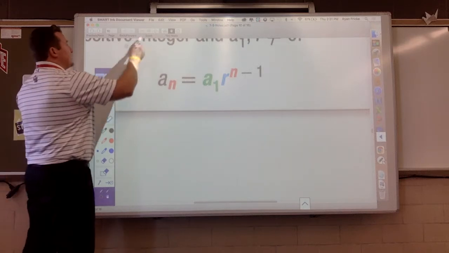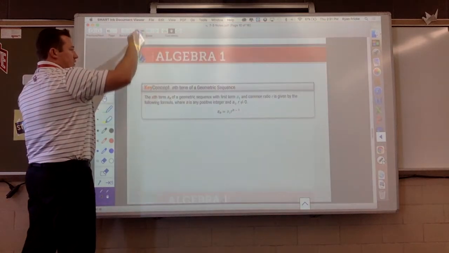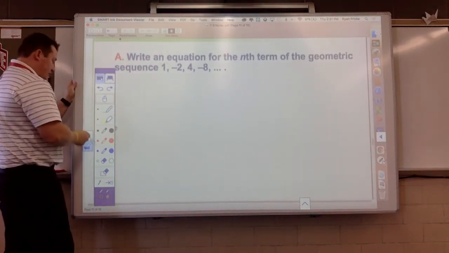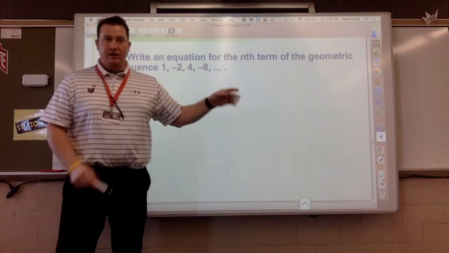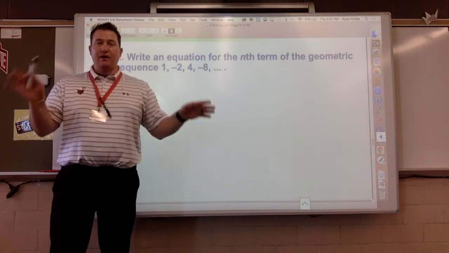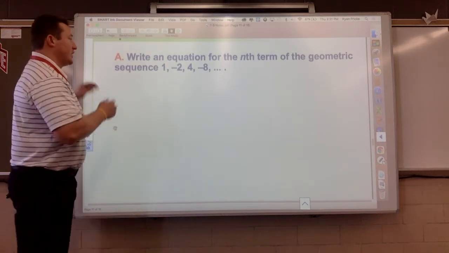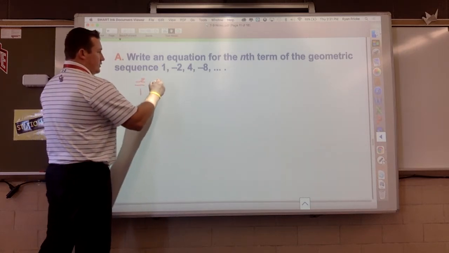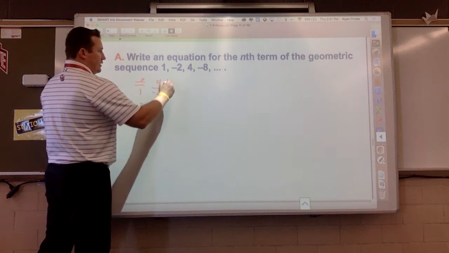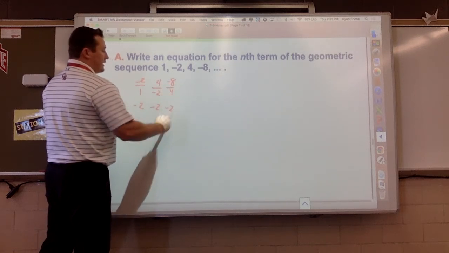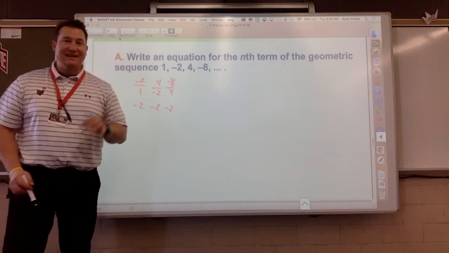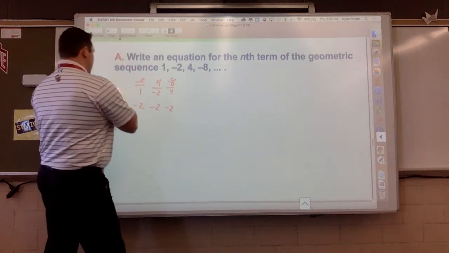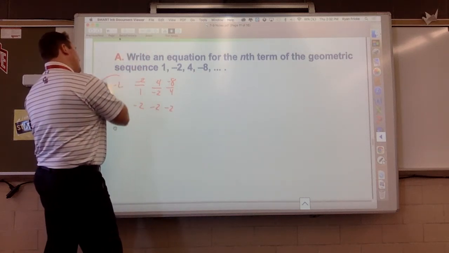Okay, let's put this to use. Here it is. Write an equation, my most favorite thing to do, for the nth term for a geometric sequence. So I don't have to worry about the arithmetic one. It's told me it's geometric. What's my common ratio? Negative 2 over 1 is negative 2. 4 over negative 2, yep. Negative 8 over 4, yep. We just got to double check that we do indeed get the same common ratio for all this, which we did. So common ratio equals negative 2.